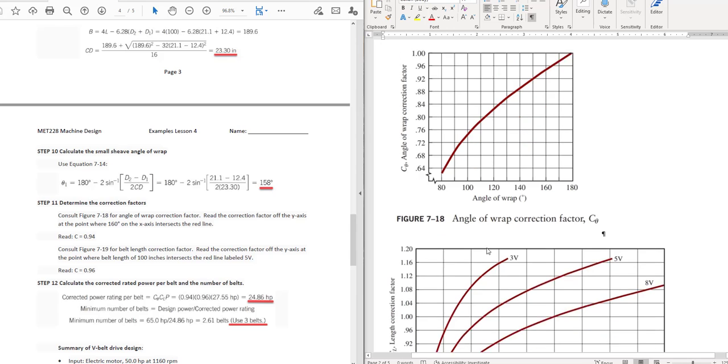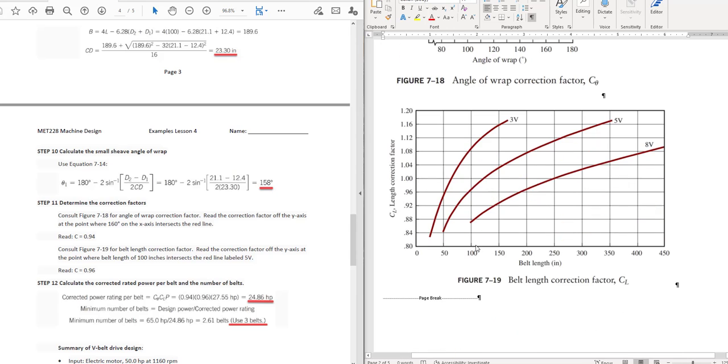Then we're going to consult figure 719 for the belt length correction factor. We have the belt length on the x-axis, and then we have these 3 red lines for the 3 different belt cross sections. We're going to take 100 inches, scan up to our 5V line, and read off right around 0.96. So 0.96 is going to be our correction factor for belt length.